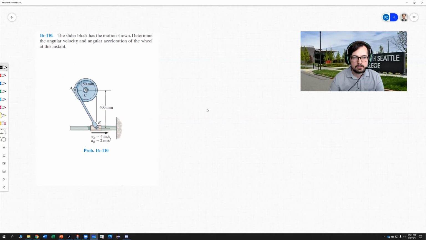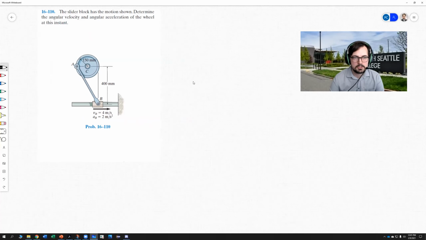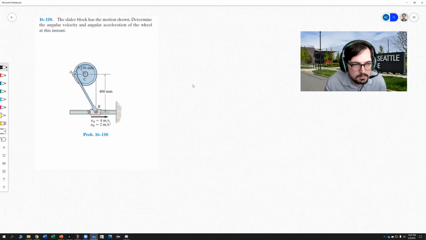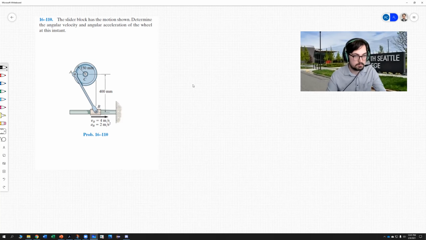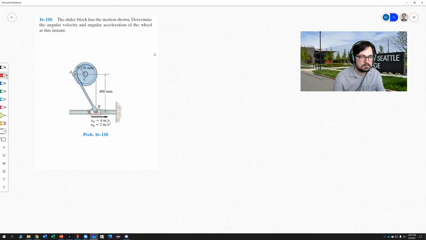All right, by popular demand, we're going to do a relative acceleration problem here, starting with this problem where we have a kind of a cam situation and we have a piston moving back, or this could be a valve. We've got a slider block moving this way. We want to find the angular velocity and angular acceleration of this wheel at this instant. So we want to know how this is accelerating and what is its angular velocity.